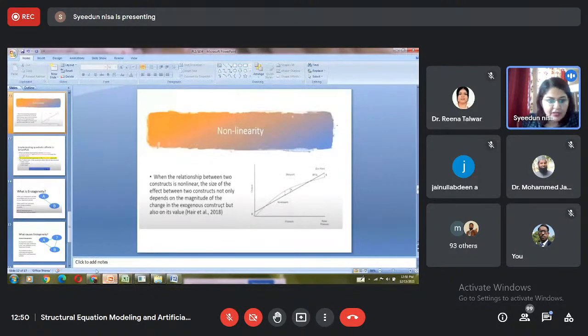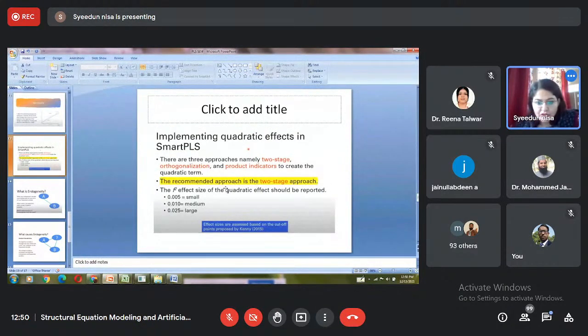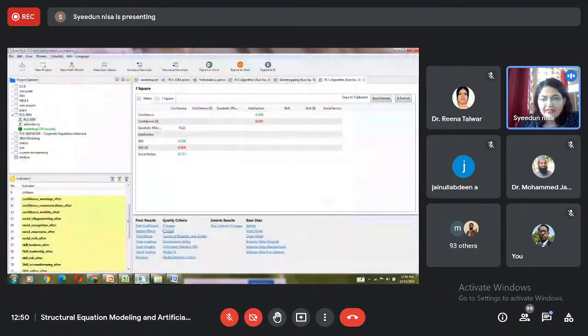If we look here at the F square values, if the quadratic effect is very small, it will be less than 0.005. It is medium for 0.010, and a large effect is 0.025. But it is not significant and the effect is also very small. You can see here it is less than 0.005, this is also less than 0.005, and this is although more than 0.005, but less than 0.05. So it is insignificant. The values are insignificant, plus the effect is also very low. So the effect is actually dependent on the value only. So here you will see.